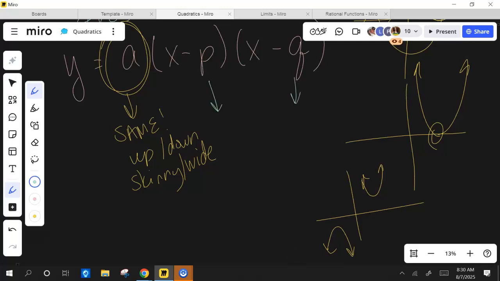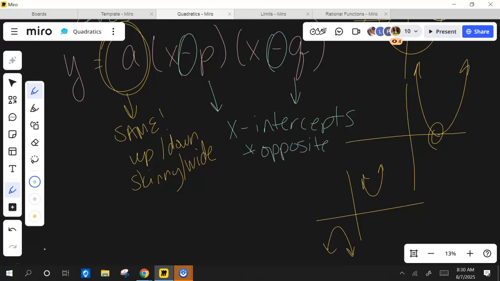p and q, these are my x-intercepts. These are where it crosses the x-axis, okay? But notice the minus signs, which means I'm going to take the opposite sign of whatever it says whenever I go to plot. Okay? This is not a point, it's not the point p, q. It's actually the point p, 0 and q, 0. Okay, so it's giving me 2 different points.